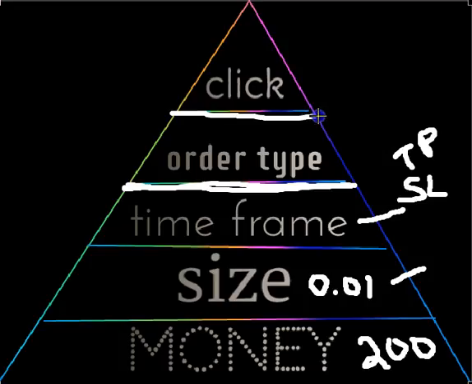Of course, the order type is dependent on the time frame, and the order type also is going to dictate the strategy you're going to use. So the order type is kind of a big deal. Although you need money, put the money at the bottom because you're still going to need that. The clicking is the last thing on your list. Anybody can pull the trigger on a particular order type.